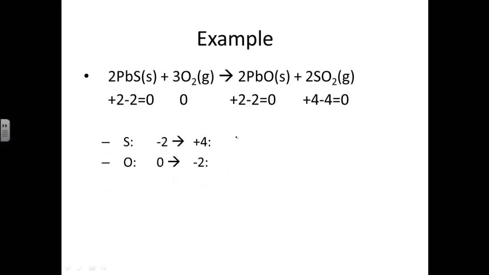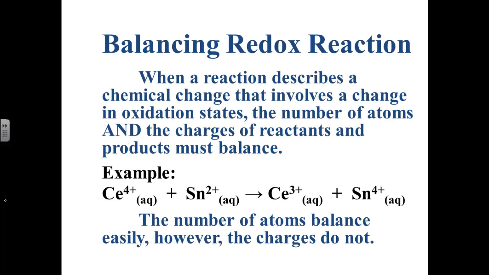Okay, one other example here. You'll notice there are some things that don't change, and I put this one up here on purpose because if you look at the lead, lead is 2+ here, and well, it's still 2+. So although it's part of the reaction, it was not part of the oxidation-reduction reaction. Now sulfur went from -2 to +4, so it would have been oxidized. Oxygen went from 0 to -2, so it would have been reduced. And again, you could write a half reaction showing the electron flow for those as well.